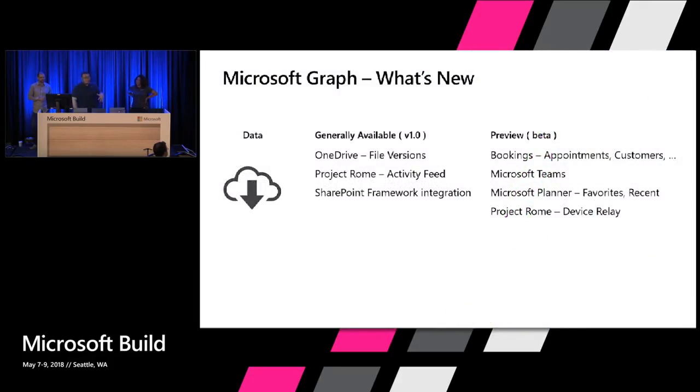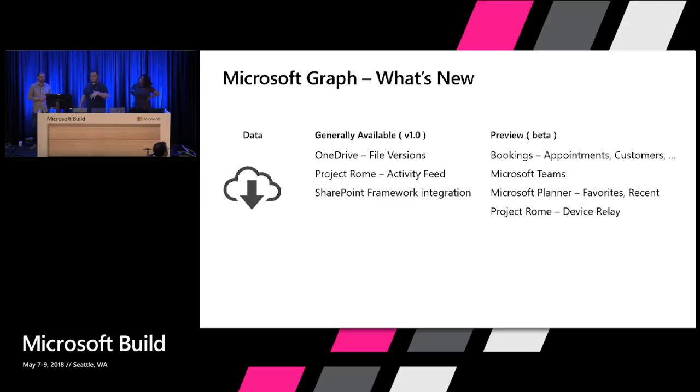What's new this week specifically? We sort of look at this in terms of new data in the graph and new capabilities the graph lets you access. You can see file versions in OneDrive. I can access that activity feed in Project Rome, so that cross-device activity feed that exists. I can now access the graph from SharePoint Framework web parts.